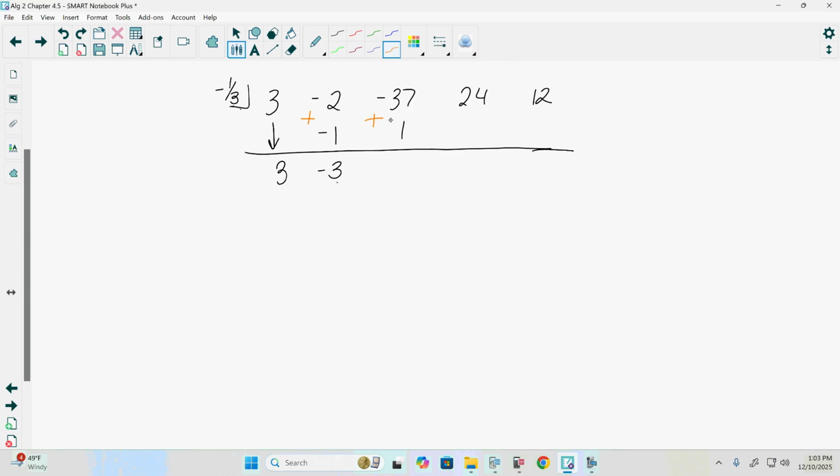And when we add -37 plus 1, we get -36. -1/3 times -36 is going to give us a +12. 24 plus 12 is going to give us a +36. And -1/3 times +36 is going to be -12. And 12 plus -12 is indeed 0.